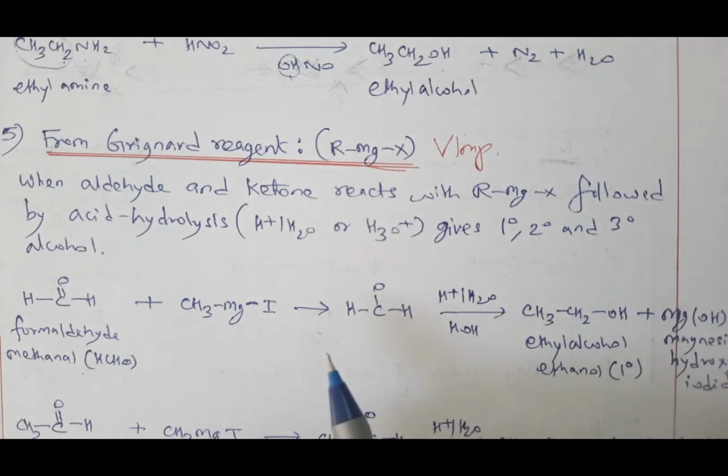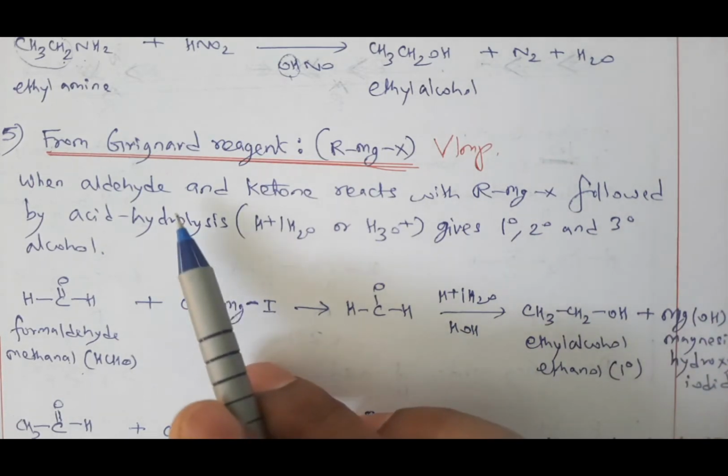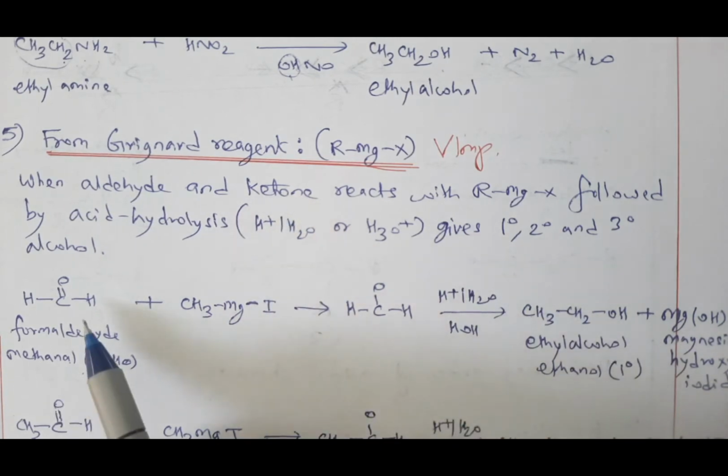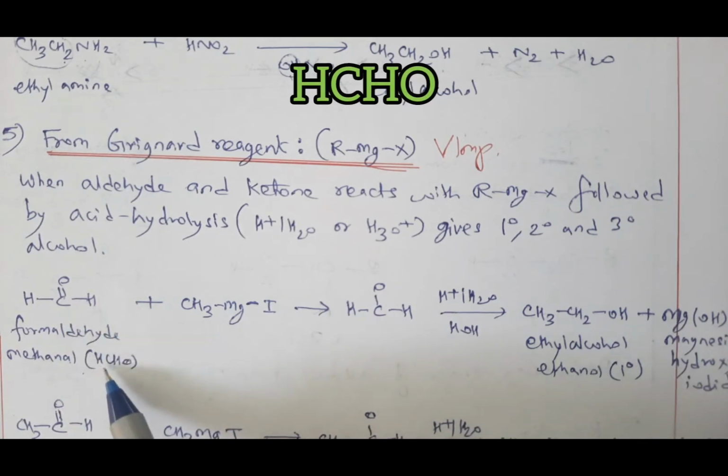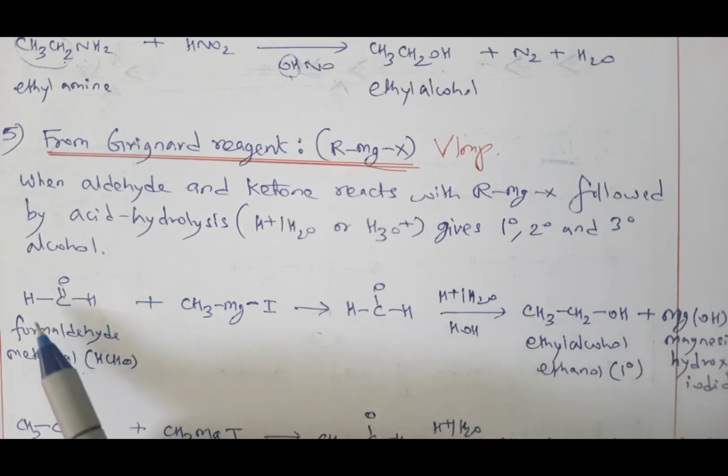Now let us see how to prepare primary, secondary, tertiary alcohol from Grignard reagent followed by acid hydrolysis by reacting with aldehyde or ketone. You can see the first one, HCHO. This is called formaldehyde, which can be written as HCHO, with H here, C double bond O here, then this H here. Since there is one carbon, we write methane, and for aldehyde we write al. So formaldehyde's IUPAC name is methanal.